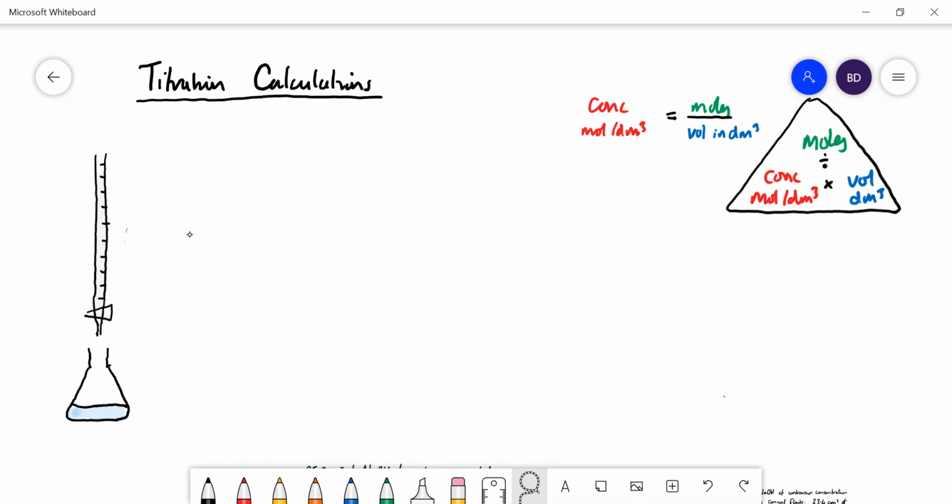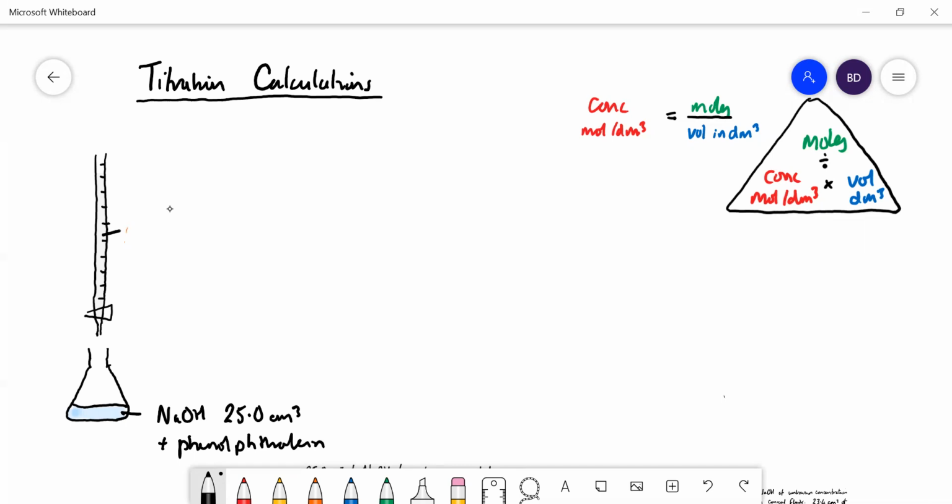Usually you put alkali into the conical flask, and it's usually 25 centimeters cubed, which you add very accurately with a pipette, not with a measuring cylinder. And then you put indicator in there as well, usually phenolphthalein, which is purple in alkali, and it goes colorless when it's neutralized.